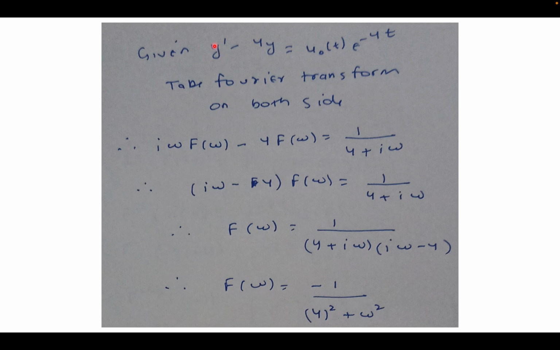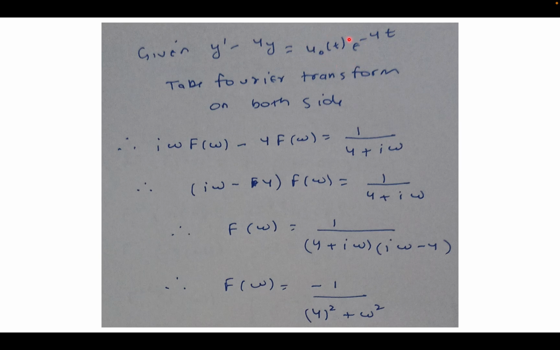So as you know, using the derivative property of the Fourier transform, if the Fourier transform of y(t) is F(omega), then the Fourier transform of y' will be i omega F(omega), right? Minus 4F(omega), because here the Fourier transform of y(t) will be F(omega), and then the Fourier transform of u naught t e to the power minus 4t, which is a general equation, can be written as 1 upon (4 plus i omega). If you don't remember this, then recall our last problem session also.